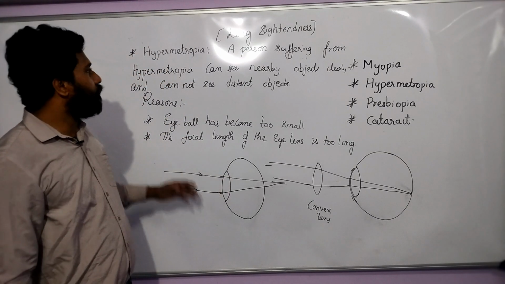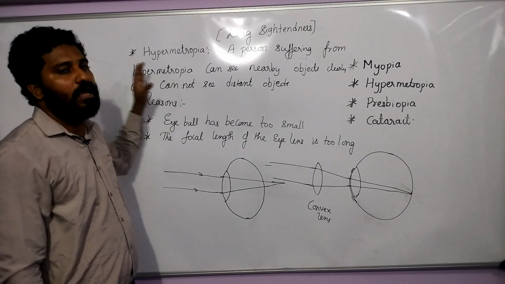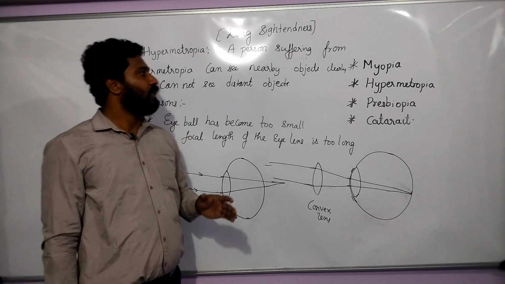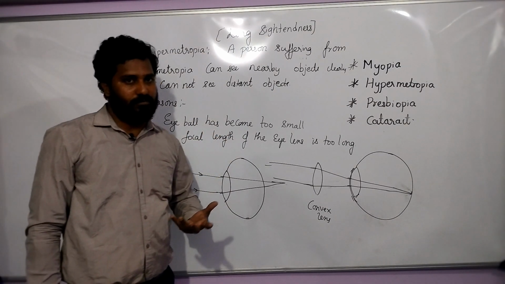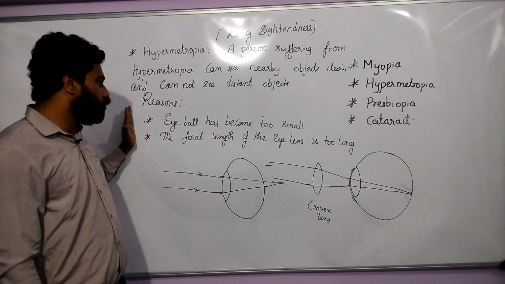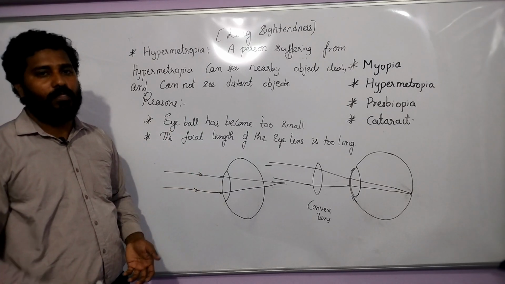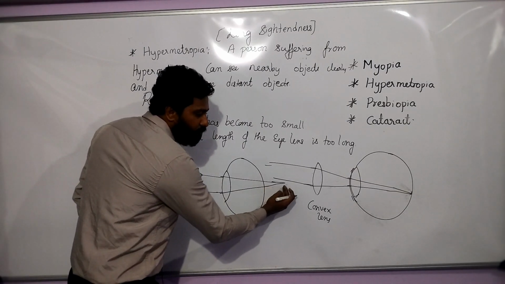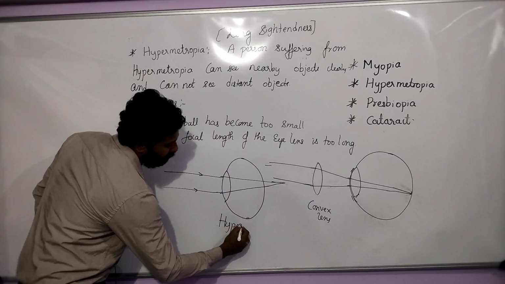This topic is very, very important. What is hypermetropia or long-sightedness? A person suffering from hypermetropia can see nearby objects but cannot see distant objects. And the reasons are very important. The eyeball has become too small and the focal length of the eye lens is too long.